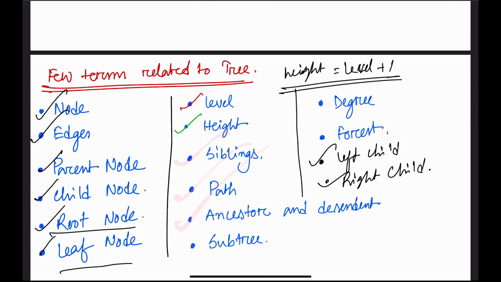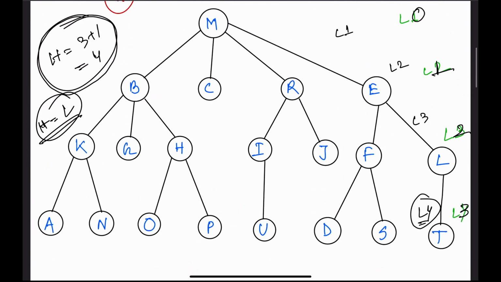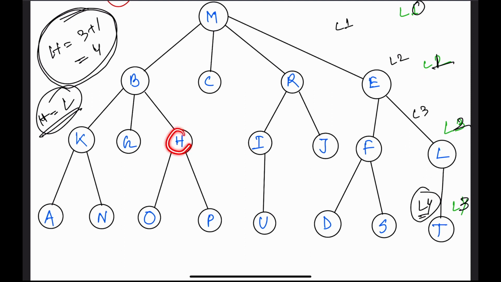Now, ancestors and descendants. For example, from this node another node has been created. Then this is called the descendant, and this is called the ancestor. That means the parent node is called the ancestor and the child node is called the descendant. For this, this is the ancestor and this is the descendant.